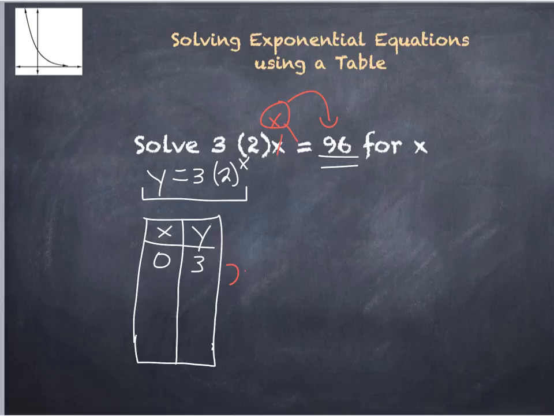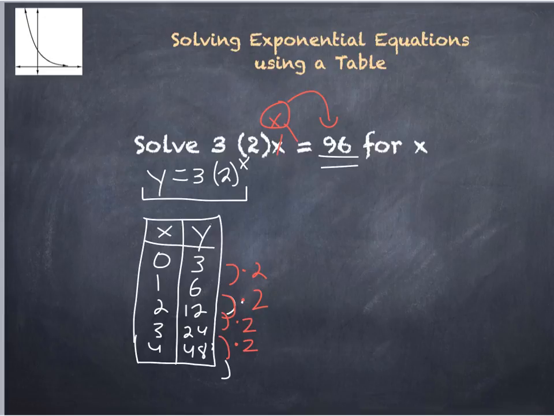That means we're multiplying by 2 every time, right? So when x equals 1, our value would be 6, right? If we multiply by 2 again, when x equals 2, our value would be 12. That's still not 96, so we multiply by 2 again. At 3, we'd be at 24. Multiply by 2 again. At 4, we'd be at 48. Multiply by 2 again. At 5, we would be at 96.